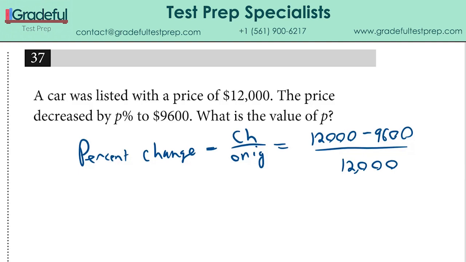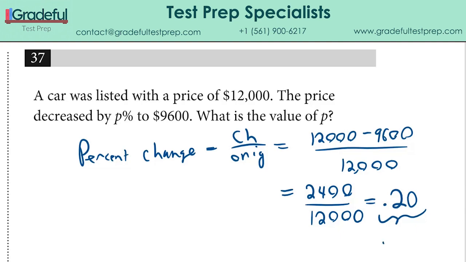So 12,000 minus 9,600 is 2,400, and we're dividing that by 12,000, and you get 0.2, which is 0.20, so that represents a 20% change. Because 0.20 is in decimal form, you need to move the decimal over 2 spaces to get it into percent form, and that's our answer for number 37, 20.